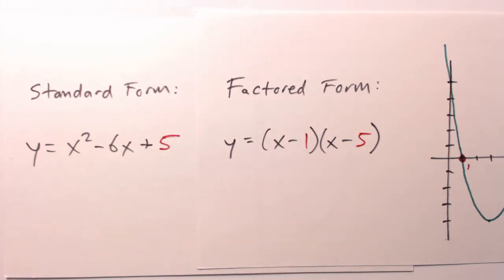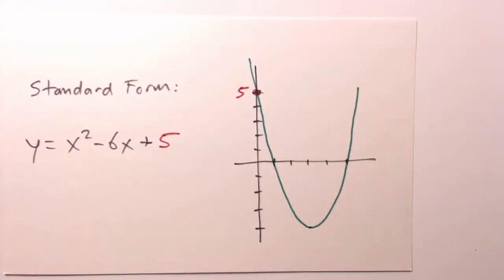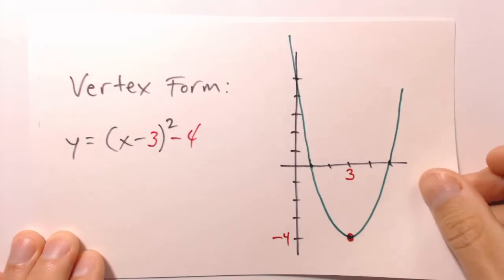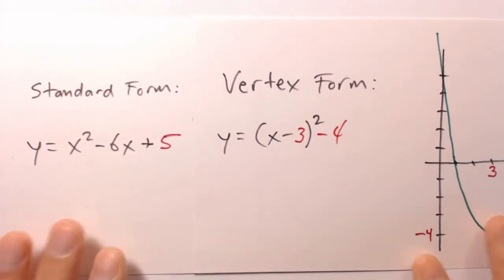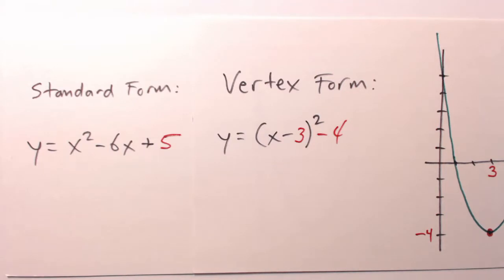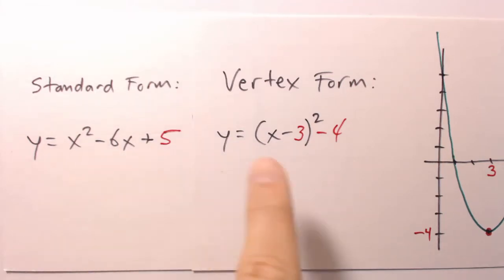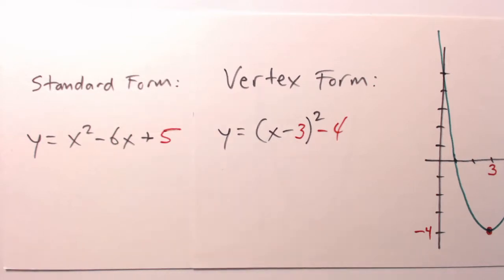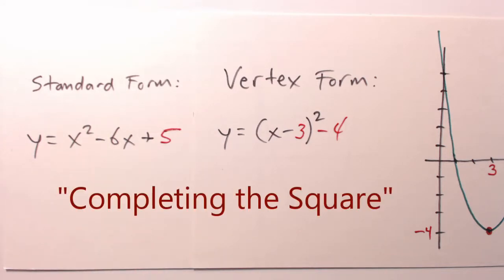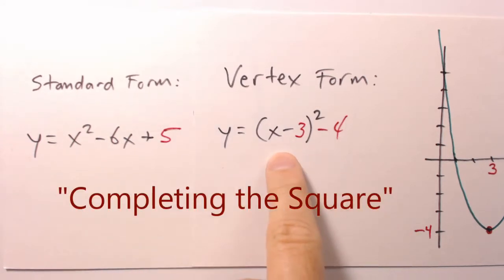It turns out there's another way to write a parabola, and that is in vertex form. And you could convert back and forth between standard form and vertex form. To convert from vertex form to standard form, you would multiply out the terms in this square term and simplify. To convert from standard form to vertex form is what we call completing the square. And this square term right here is the square that we are going to complete.